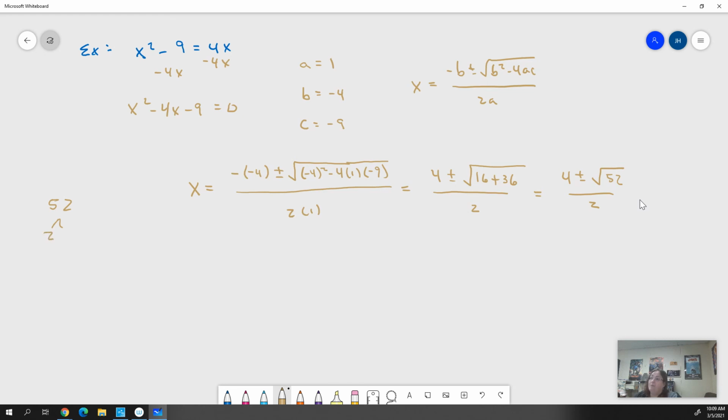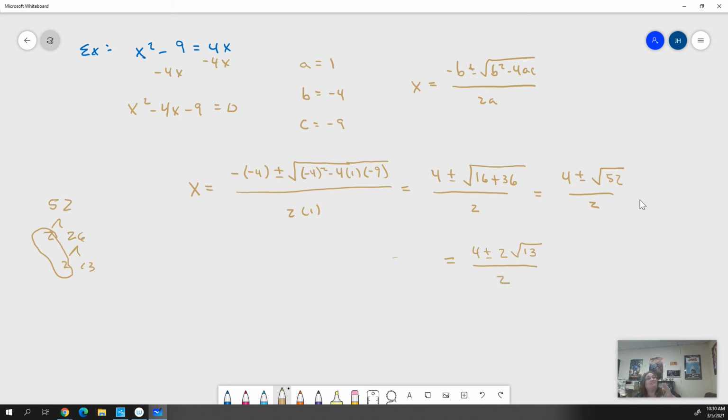So we're going to look at this and we're going to go, well, 52 is 2 times 26, and that is 2 times 13, and those can't be broken down anymore. So I could pull the square root of 4 out, which is just 2. So I can rewrite this now as 4 plus or minus 2 times the square root of 13, right? Because we have to put that 13 back under, all over 2.